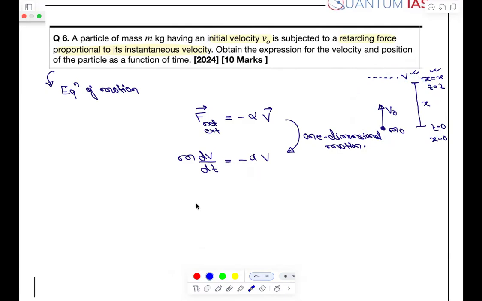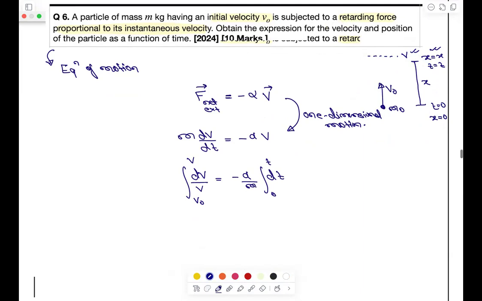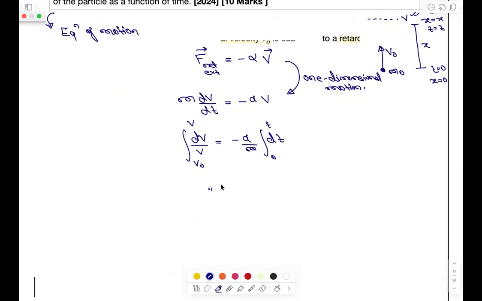So it will be dv by v is equal to minus alpha by m dt, with the constant coming outside. The time goes from 0 to t, and the velocity goes from v naught to v. Now if you do it, it will be ln of v by v naught is equal to minus alpha by m t. I hope you know the integration. So what will be v? You know that we can take the exponential, so it will be v naught e to the power minus alpha by m into t.